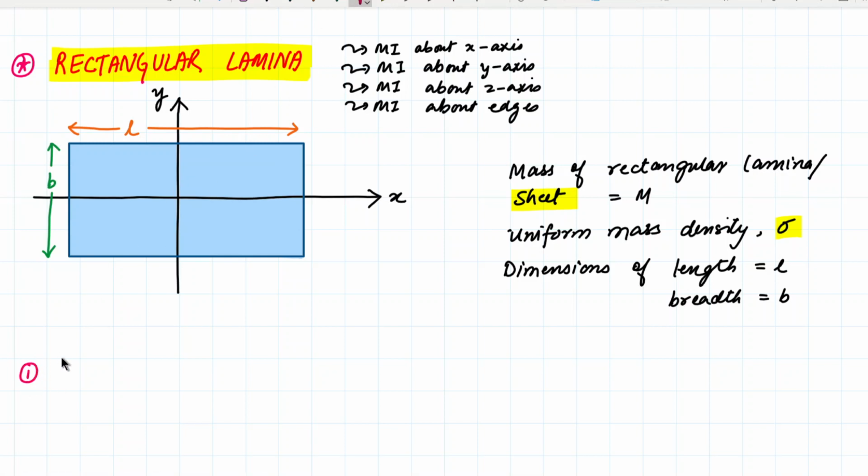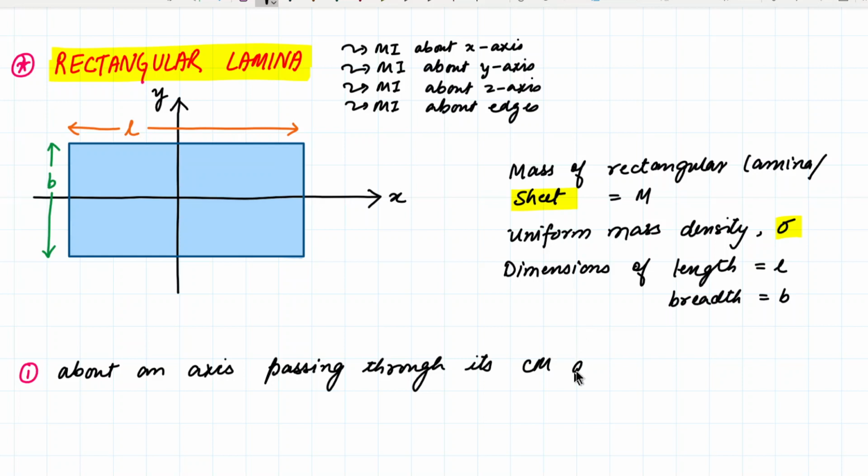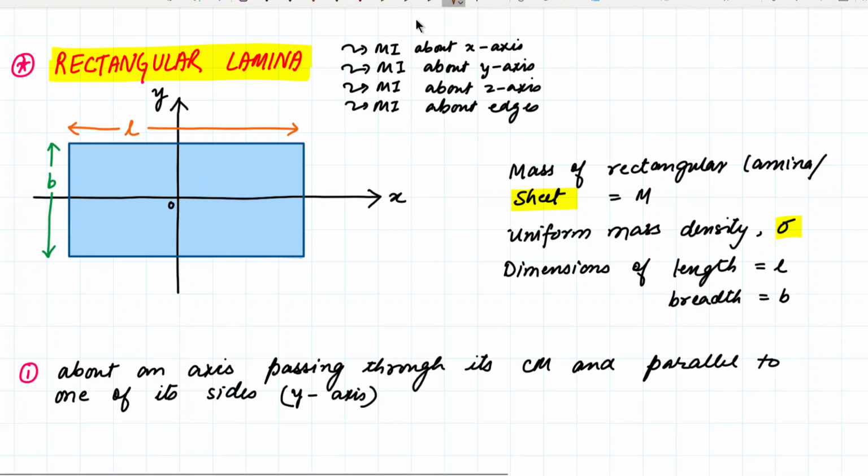ठीक है, so first of all let me calculate about an axis passing through its center of mass, and parallel to one of its sides, let's suppose x axis मान लेते हैं हम. ठीक है, x एक्सिस है, y एक्सिस जो भी आप मानो, y के साथ कर लेते हैं, वो बेटर रहेगा. यहाँ पे अगर बनाएंगे तो ये लेट्स सपोज ये आपका O है, एंड दिस इटसेल्फ इज ऑल्सो द सेंटर ऑफ मास ऑफ द रेक्टेंगुलर शीट. ओके, सेंटर ऑफ मास ऑफ शीट.